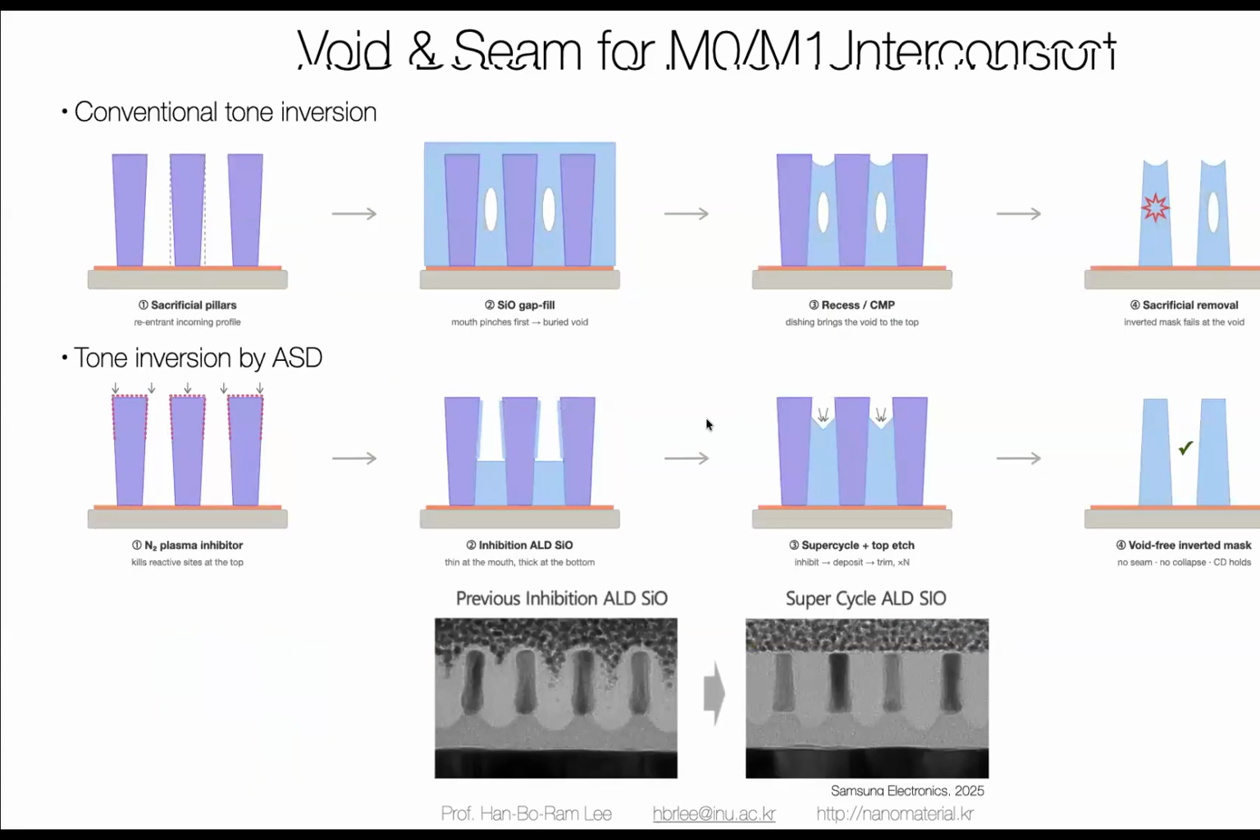And then this is another idea, tone inversion. Tone inversion is a very conventional process to turn a positive pattern into a negative pattern after photolithography. So the process is, if you have this pattern, you deposit silicon oxide, and then CMP it out, polish it out, and then remove the original pattern. So you can invert this original tone to this.